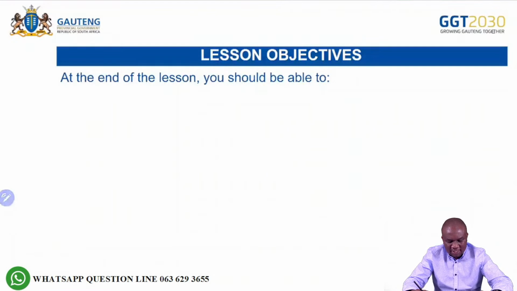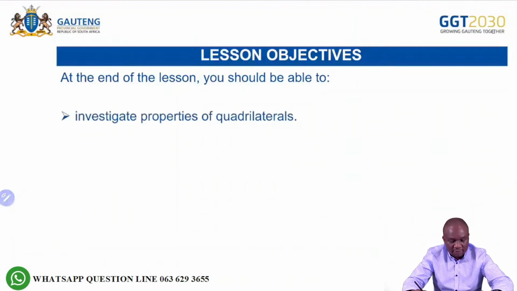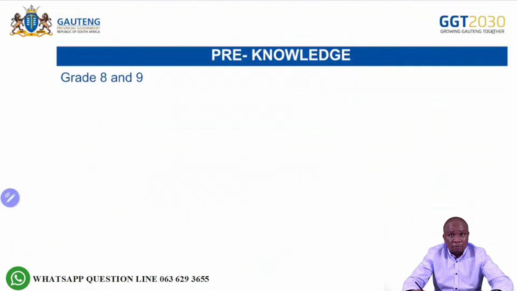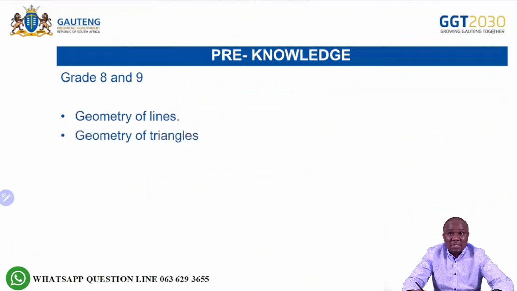At the end of the lesson, you should be able to investigate properties of quadrilaterals. We're going to be investigating properties of quadrilaterals. And then in grade 8 and 9, we did the geometry of lines and then the geometry of triangles.